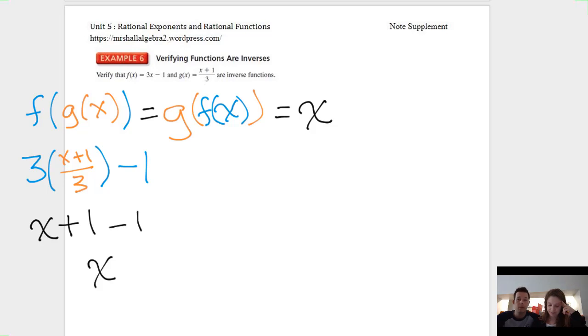All right, and we get x, which is good. That's what it's supposed to equal. Let's go ahead and do the same thing for g of f of x.